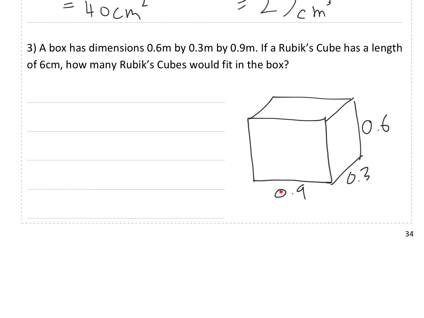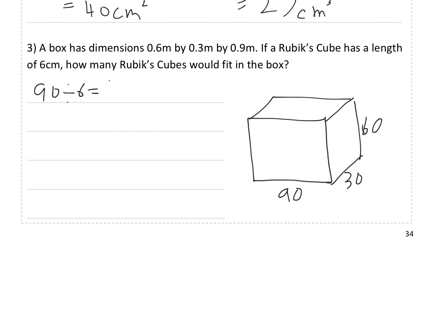This is in meters. It'd probably be nicer to put them in centimeters actually. So we're just going to change that to be 90 centimeters, 30 centimeters, and 60 centimeters. So a Rubik's Cube is 6 centimeters long. How many 6s are going to fit into 90? So 90 divided by 6.